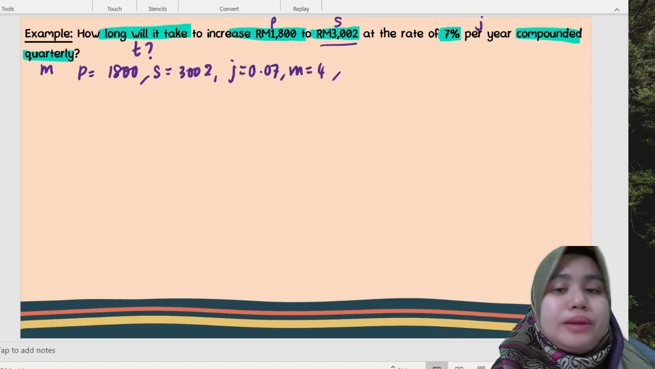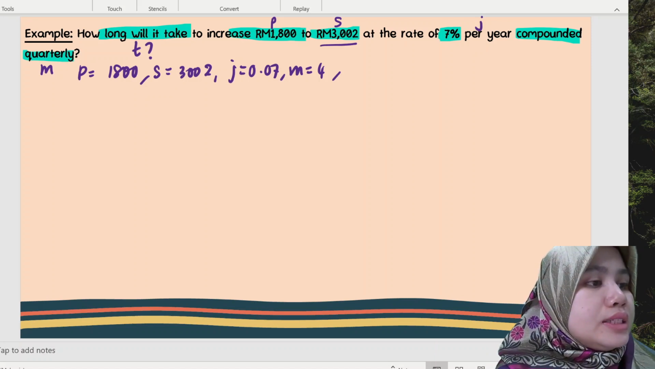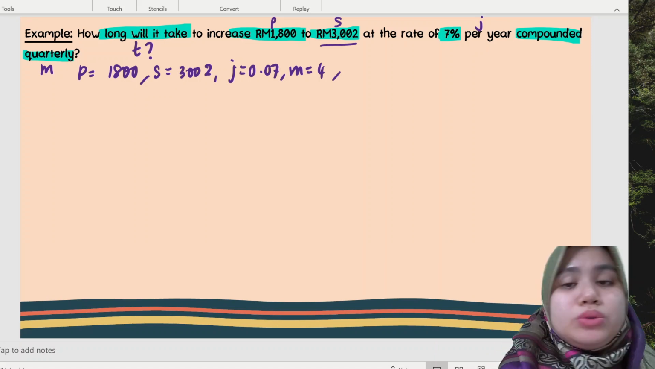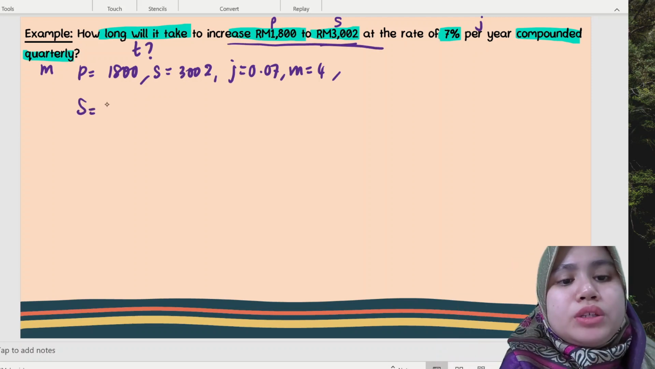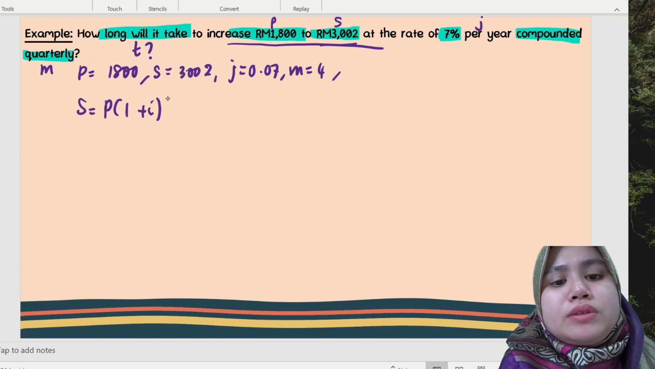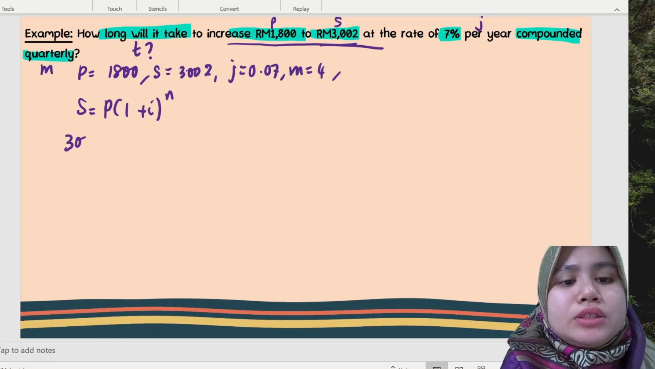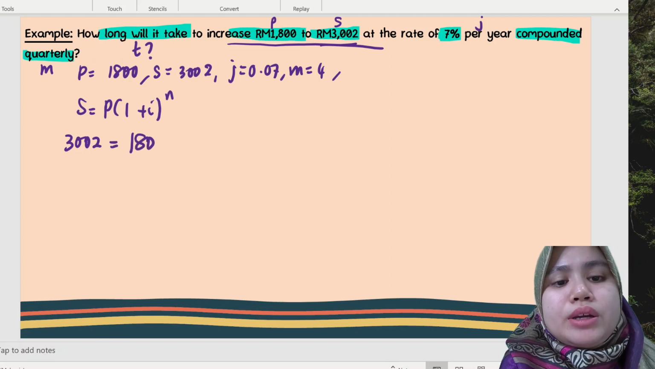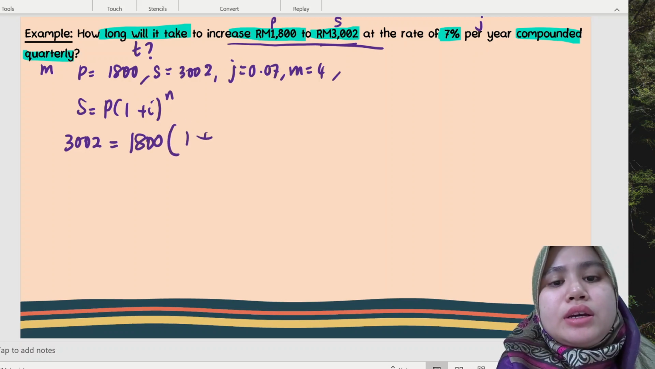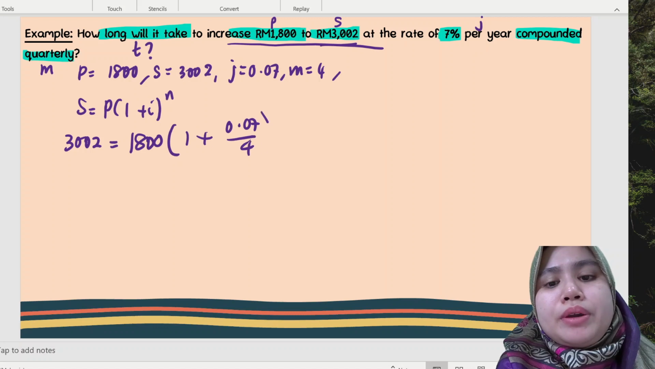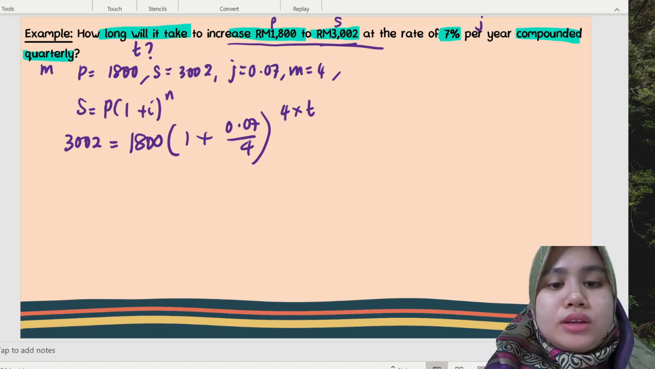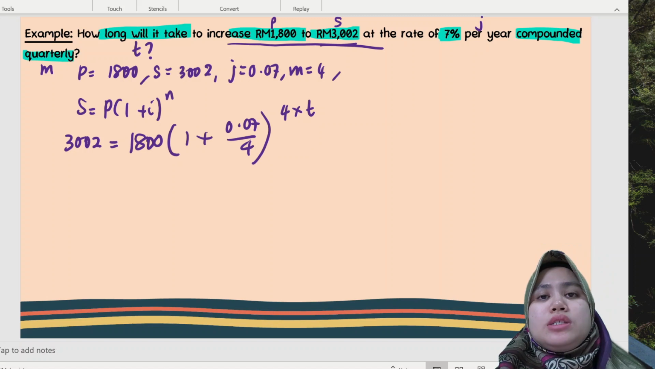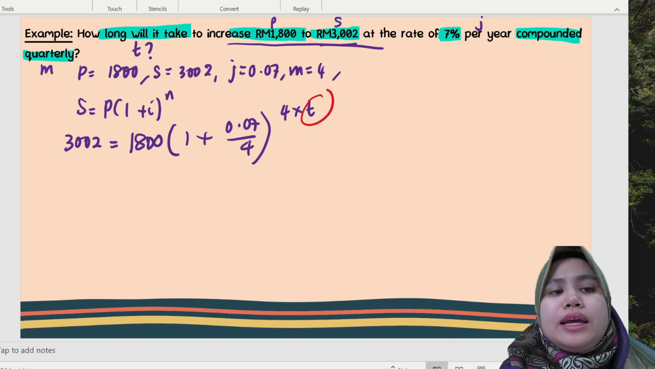I think just like the same as before. Okay, just understand what these words mean. So let's just put inside our formula. S is 3,000 ringgit, P is 1,800. i is 0.07 divided by 4. n is 4 multiplied with T. So you have 4T there. Okay, so guys, it's the same. You want to find your T. Your T is at the power.